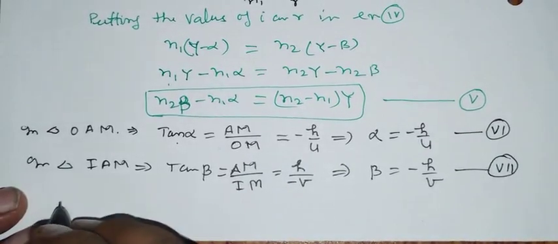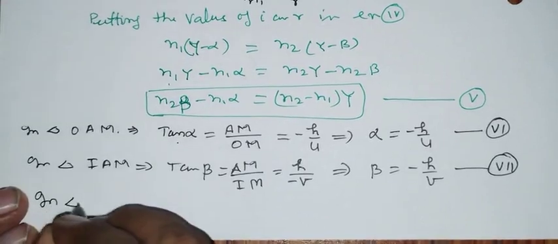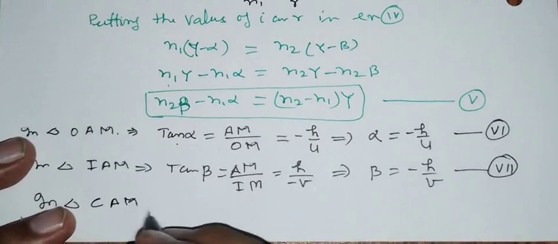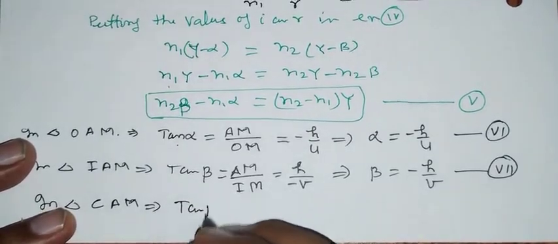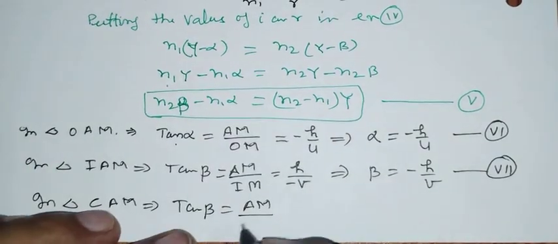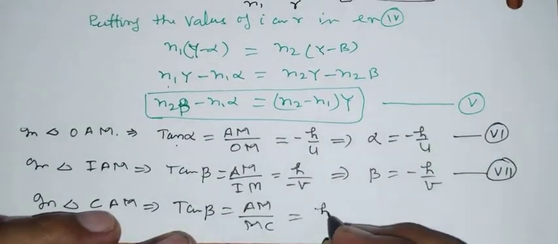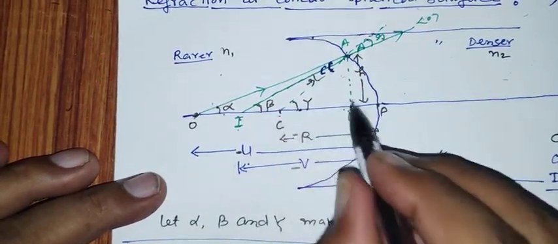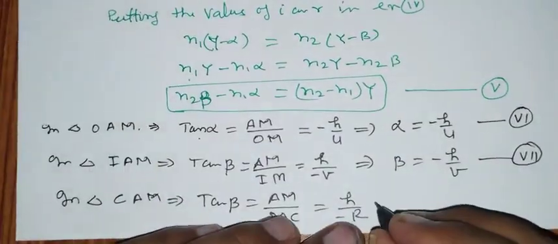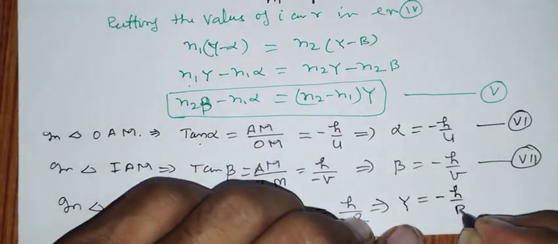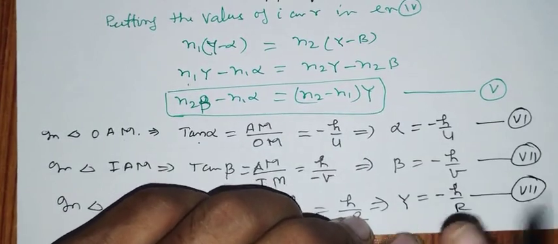Similarly, for the gamma angle, we will take triangle CAM. In that, tan gamma is equal to again AM by MC, and it is H by minus R. See in the diagram, AM by R. This implies that gamma is equal to minus H by R, equation number 8.